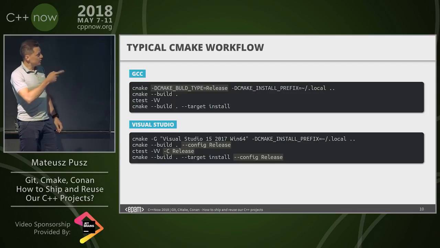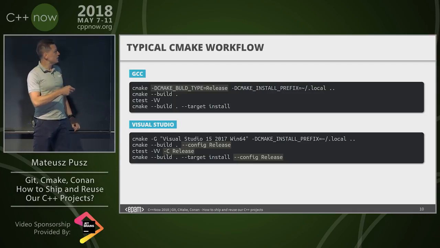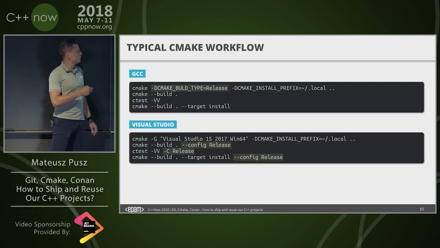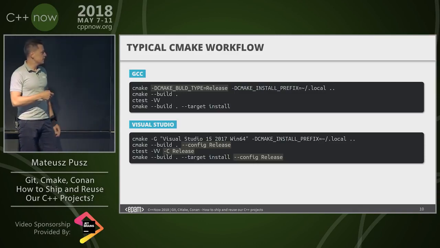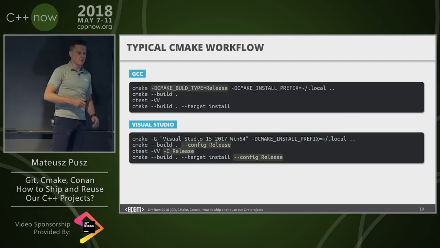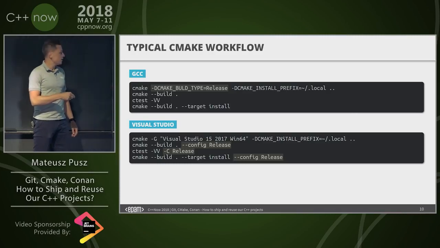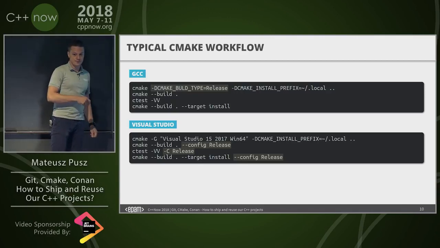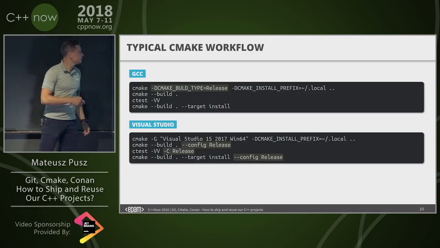The important part here is that you can see that for GCC, Clang, and other compilers, you may provide build type during the configuration stage of the CMake. But for IDEs that allow you to switch the debug release mode in some combo box, you provide this not in the configuration, but then in the build, test, and maybe install stage. This is an important difference between those different targets.